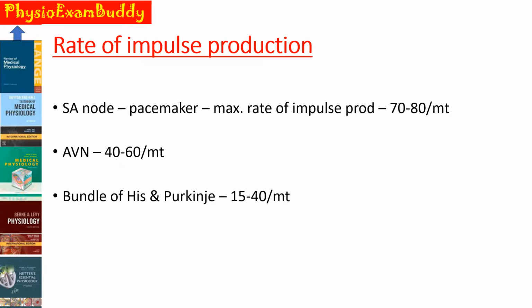Next, about the rate of impulse generation. We all know that the SA node is the pacemaker of the heart and has the maximum rate of impulse production, 70 to 80 per minute. Whereas in the AV node, the rate of impulse production is 40 to 60 per minute, and in the bundle of His and Purkinje fibers, it is 15 to 40 per minute.